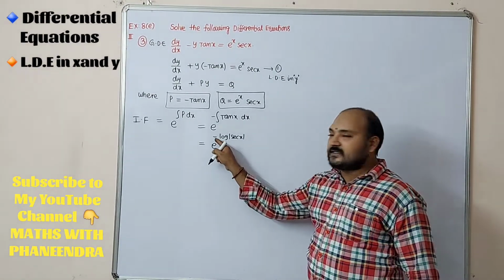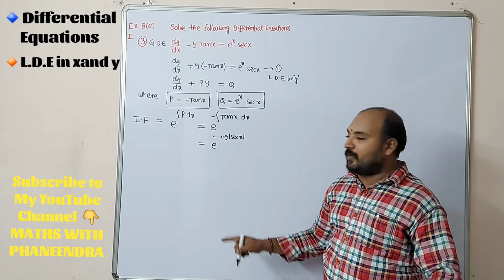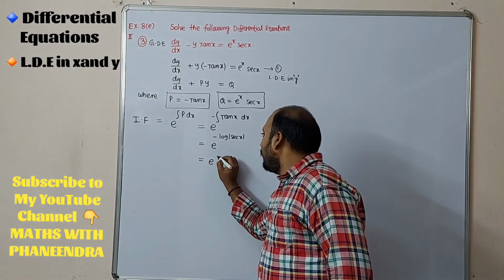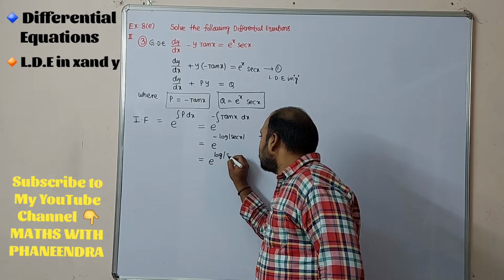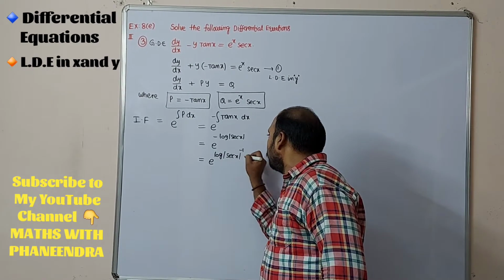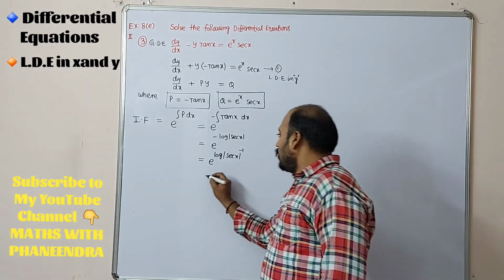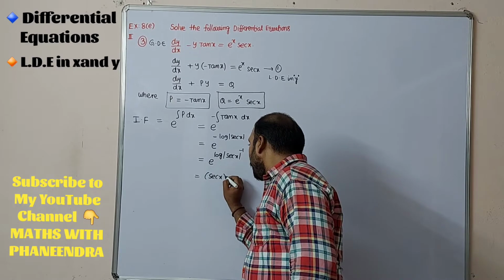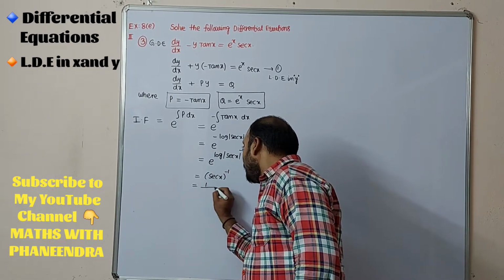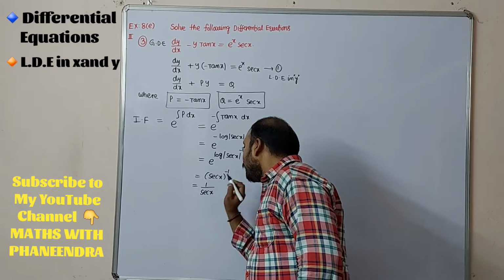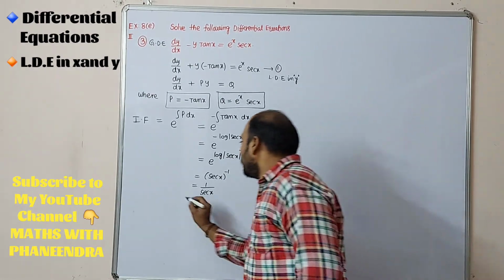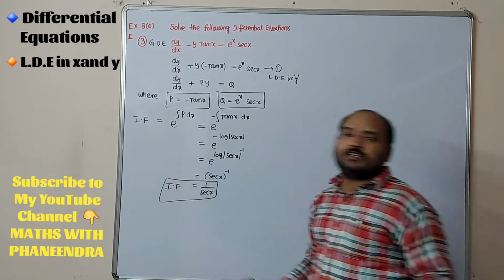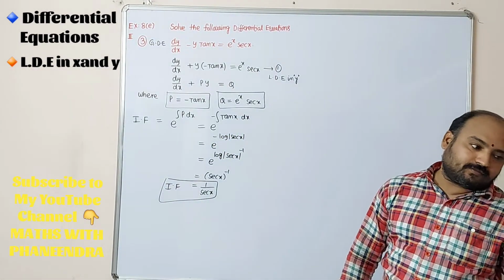If you remove the minus here by using logarithmic properties, m log a becomes log a power m, so e power log secant x whole power minus 1. So e power log f of x is f of x. So secant x whole power minus 1, 1 by secant x. Keep it like this. Otherwise cos x also we can write it, dear students. So integrating factor is over.